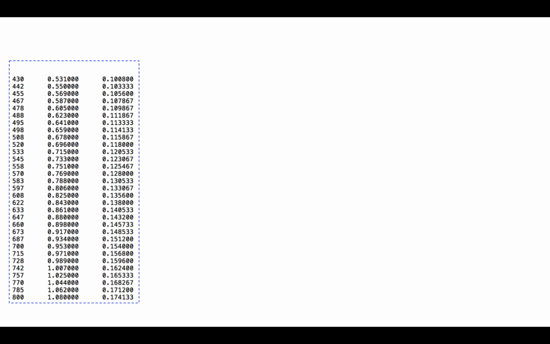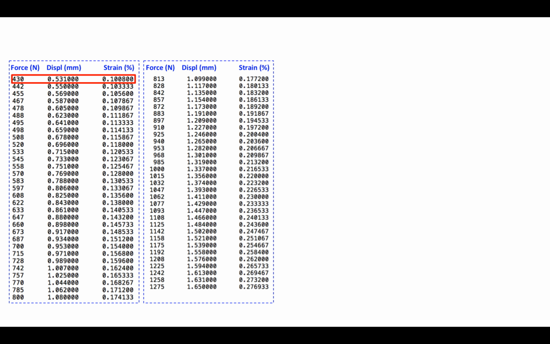This is the first part of the data that I have cut and pasted so we can look at it, and these columns are force, displacement, and strain. And this is the point here at 430 newtons that we have a 0.1% strain. The second column continues the first column. If you look at the bottom of the first column, the last recorded entry is at 800 newtons, and at the top of the second column we continue with 813.